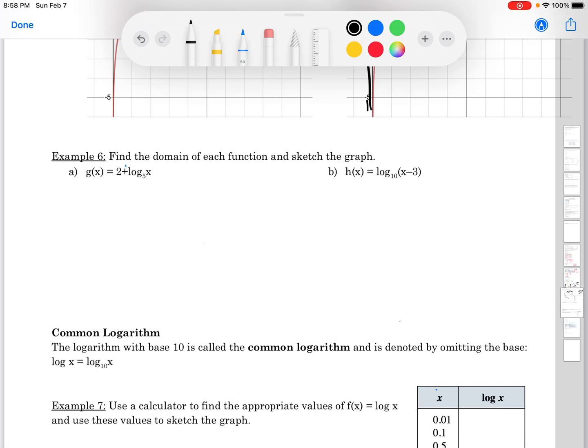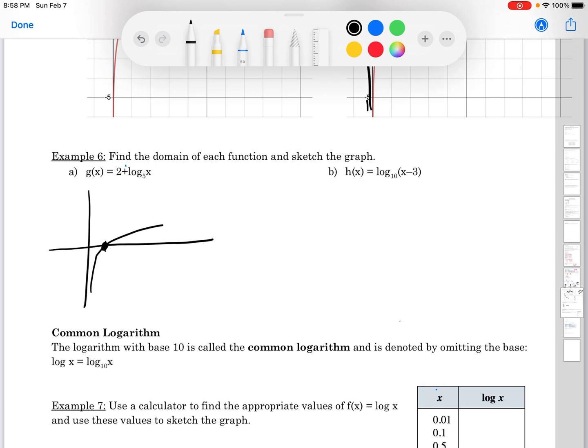Example 6, find the domain of each function and sketch the graph. I have g of x is equal to 2 plus log base 5 of x. Any log, regardless of the base, before the plus 2, is going to cross through the point (1, 0). And that's because when the exponent is 0, I'm going to get 1. 1 is my solution to the exponential of this.